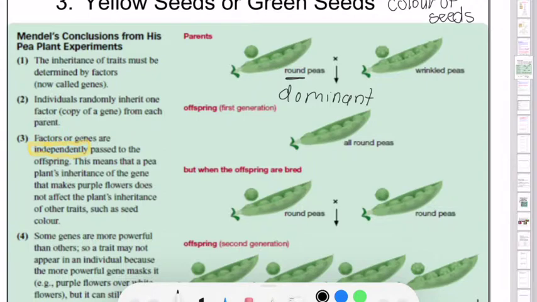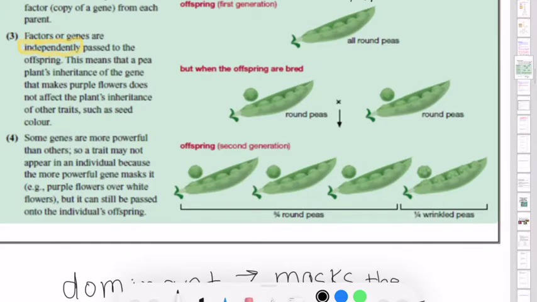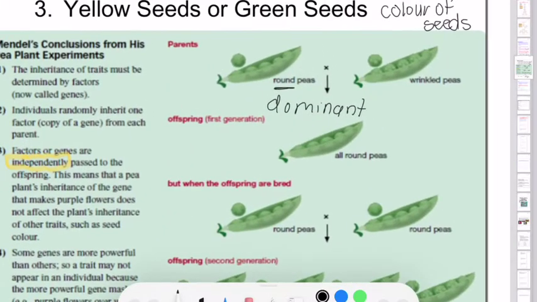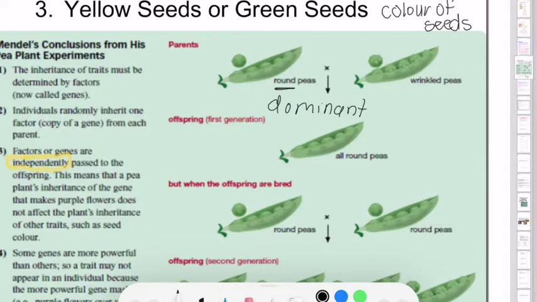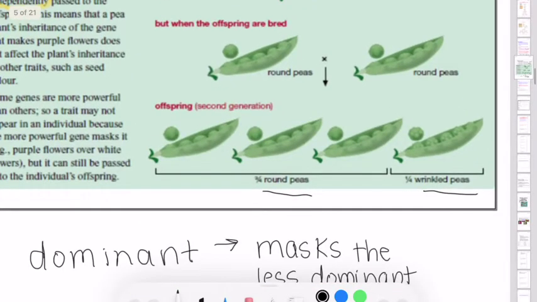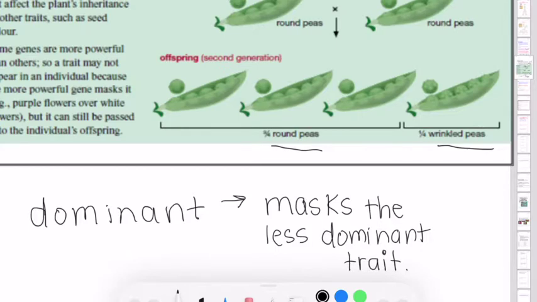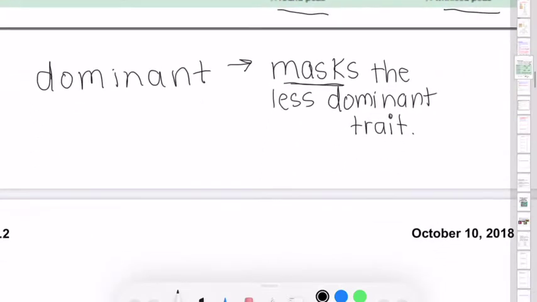Then we took those round peas and crossed them with each other. We ended up getting a little bit of a different thing showing up. We got some round peas, the dominant, and then we got a quarter of them being wrinkled. By doing this experiment, he realized that there's not just one gene, there's one from each parent, and even though you look like you're dominant on the outside, you might have one of those non-dominant genes being masked. So I call that masked.